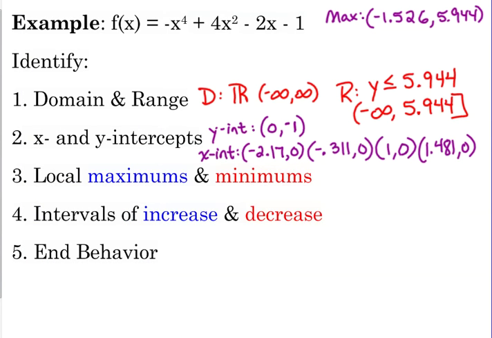Okay, so domain, range, x and y intercepts, local maximums and minimums. I don't know why I wrote local, I just want all maximums and minimums. So we've already got one, we've got the absolute max. So absolute, you can abbreviate that ABS, max. I already know what that is, negative 1.526, 5.944.